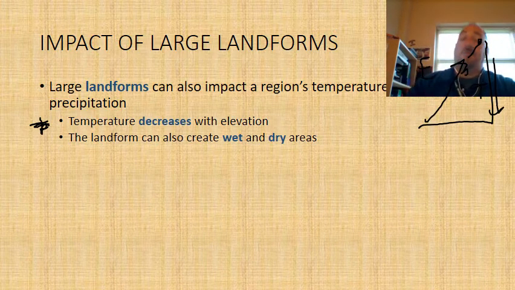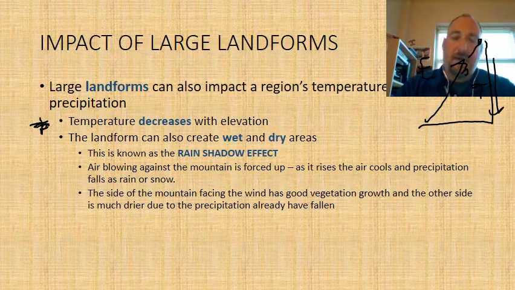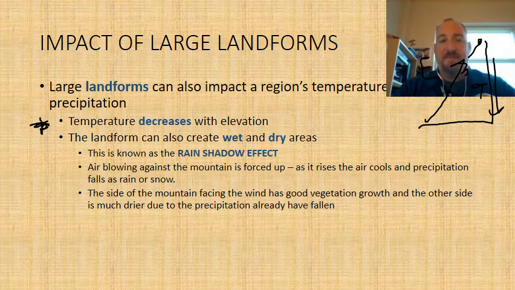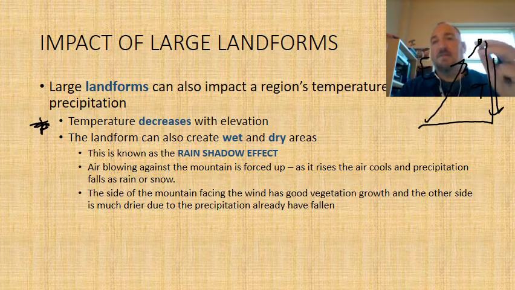The landform can also create wet and dry areas. This is known as the rain shadow effect. A diagram will pop up on the next page to show this, but air blowing against a mountain is forced up. As it rises, the air cools, and then as it gets heavier, it's got to drop its precipitation, which falls as rain or snow. The side of the mountain facing the wind has good vegetation growth, and the other side is much drier due to precipitation having already fallen. There's no more rain left in the clouds once it makes it over the mountain.